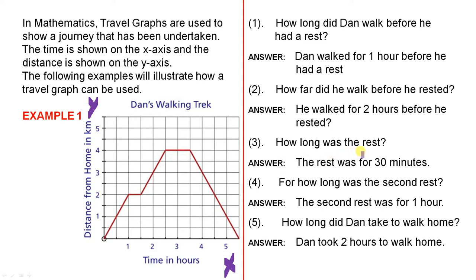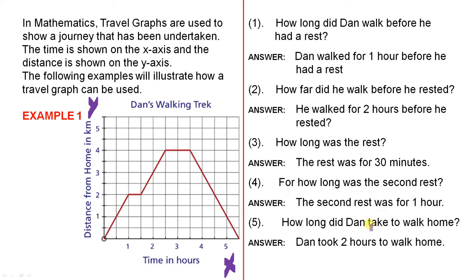How long was the rest? Well, from there to there, so between each vertical line is half an hour. So the rest was for 30 minutes. For how long was the second rest? The second rest was from here to here, so it was a little bit longer. 30 minutes plus 30 is 1 hour. Maybe he had lunch. That's probably why the time there is a little bit longer. Maybe he stopped to have lunch. So the second rest was for 1 hour.